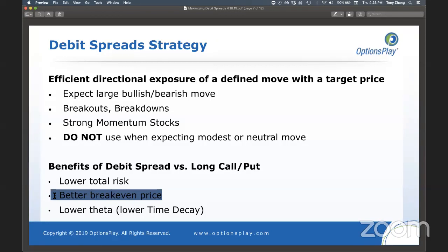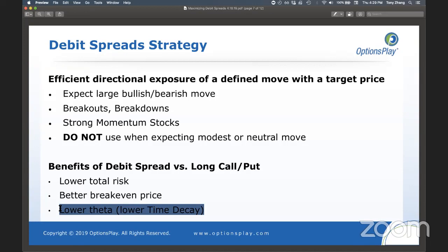By limiting your risk, you're also creating a better break-even price. The stock does not need to move as much for your strategy to be profitable compared to outright buying a call or a put. And lastly, time decay is always working against you whenever you're buying options. One of the better ways to offset some of that is to have one short leg, where time decay is working in your favor, so you're not as time sensitive when you're trading a debit spread versus just outright buying a call or a put.